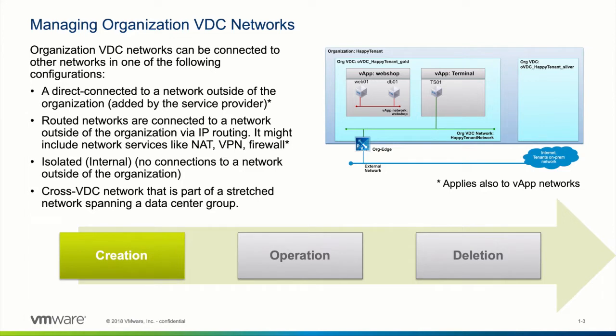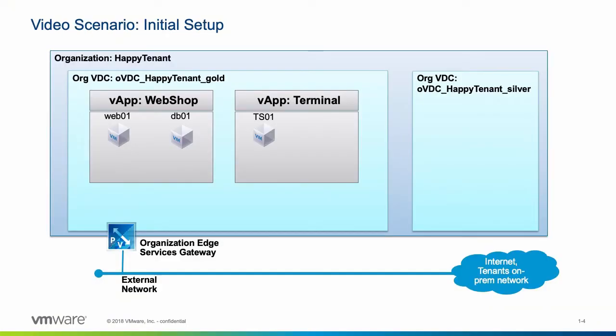A cross VDC network can be used in case a network needs to span multiple org VDCs that are spanning multiple sites. Since we are now familiar with the network concept within vCloud Director, we can dive deeper into how the different network and connectivity types can be applied within the vCloud Director Tenant Portal.